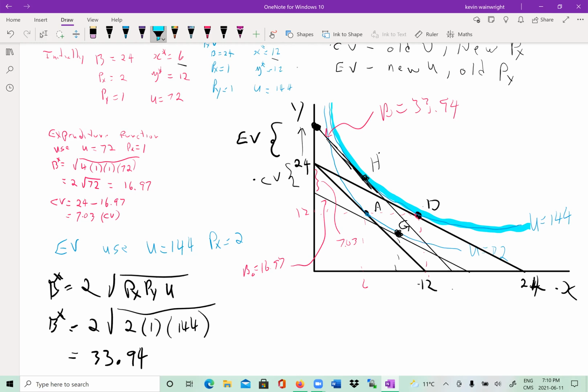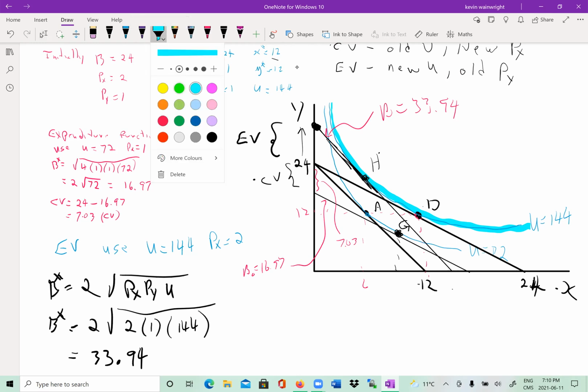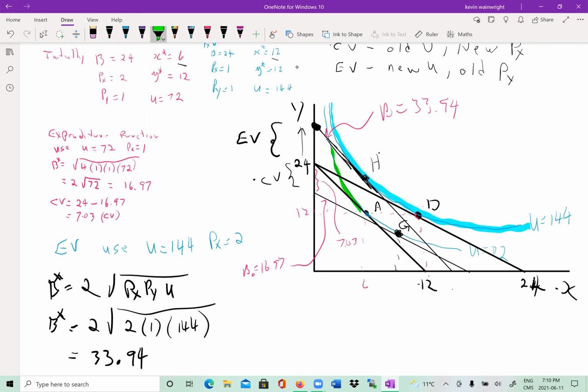So for doing compensated variation, you take the original indifference curve, but the new price line.